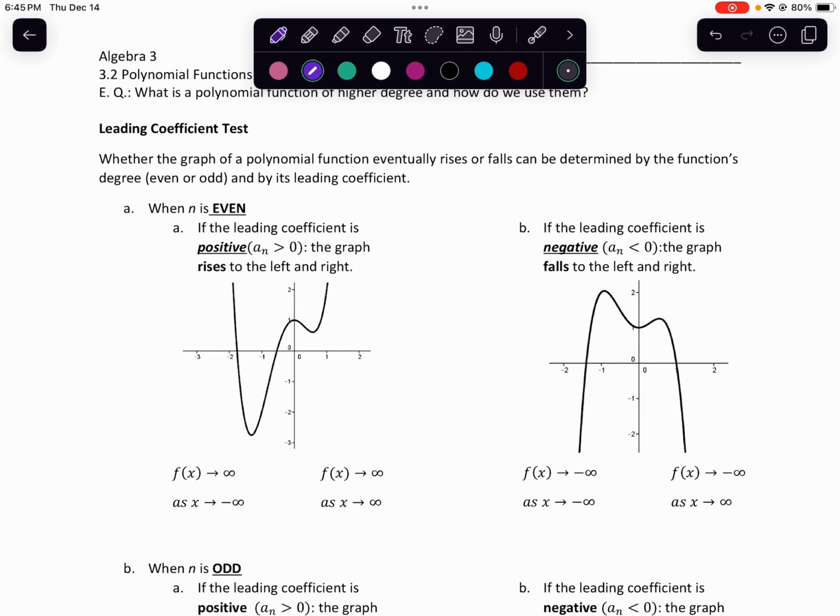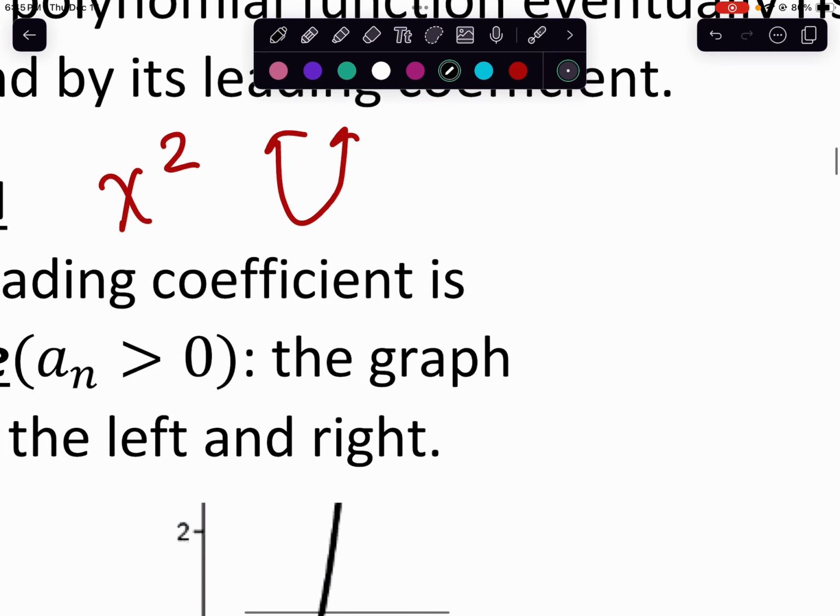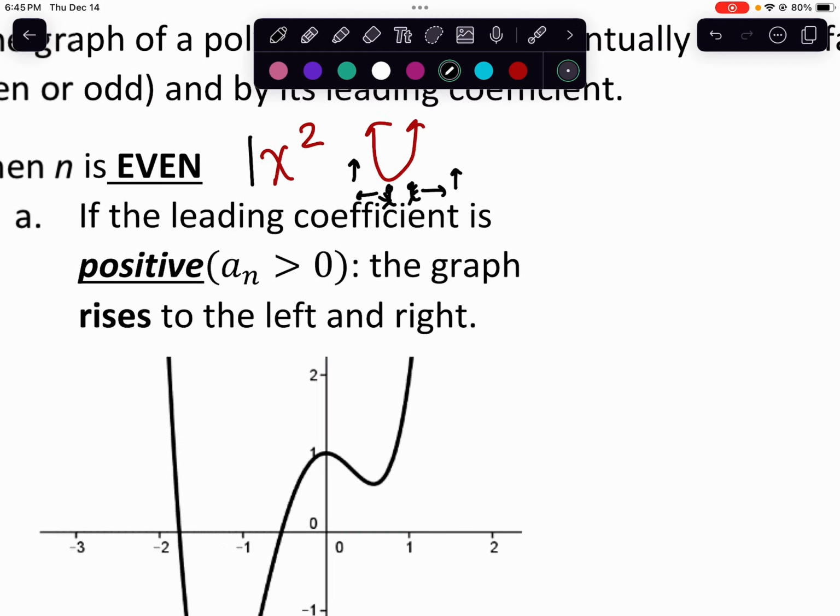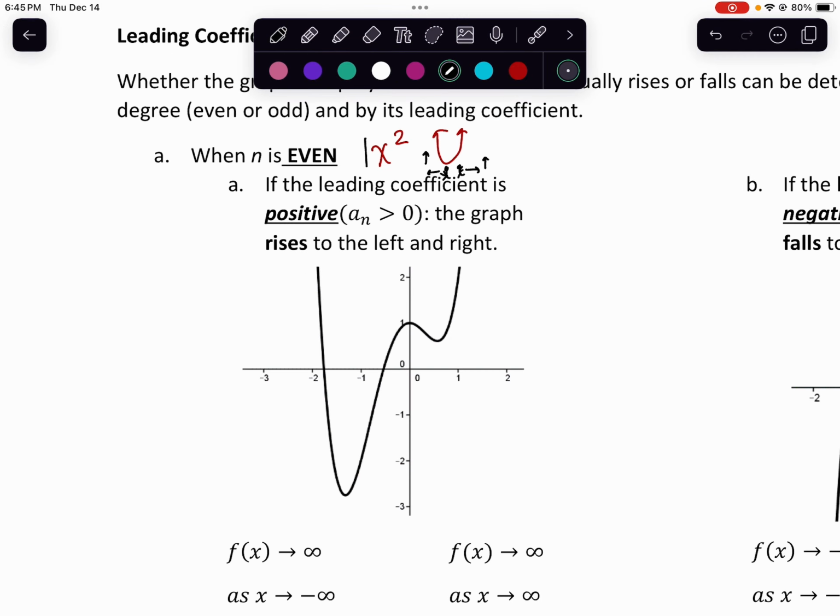So how I want you to remember this, because it's not very hard. When n is even, I always think of the graph of x squared. And x squared is a basic parabola. And if x squared is positive, guess what? Let me zoom in here. If little old me is here and I'm walking this way, my graph is going up. And then if I turn around and walk this way, guess what? My graph is also going up. Okay, so in here my leading coefficient would be 1, that's positive, it's going up in both directions. Okay, sort of like the graph they have below.